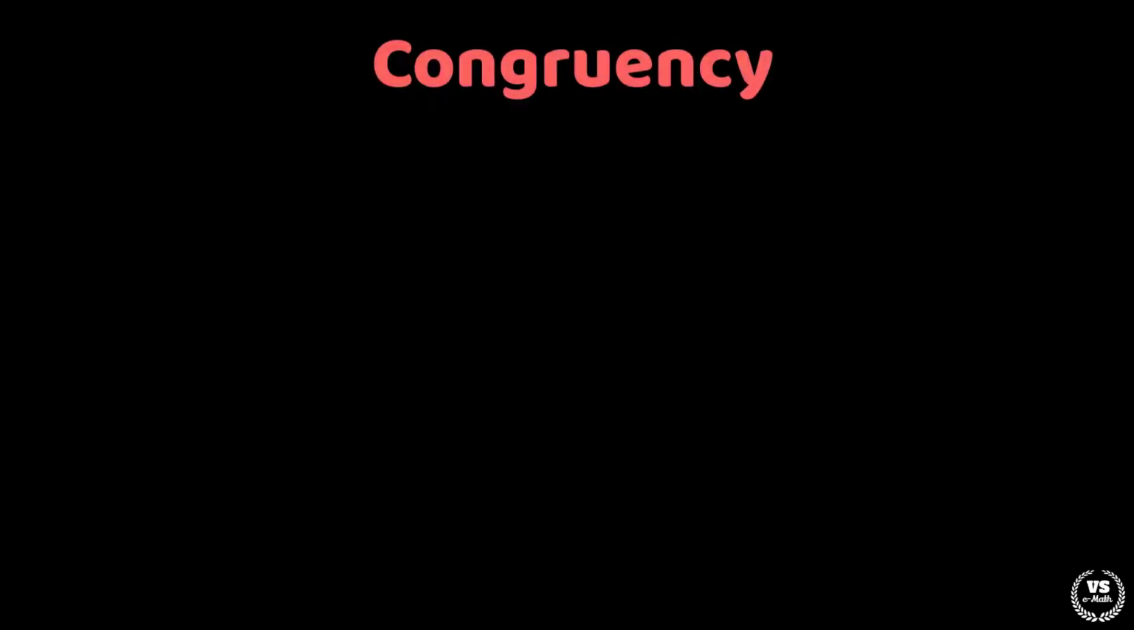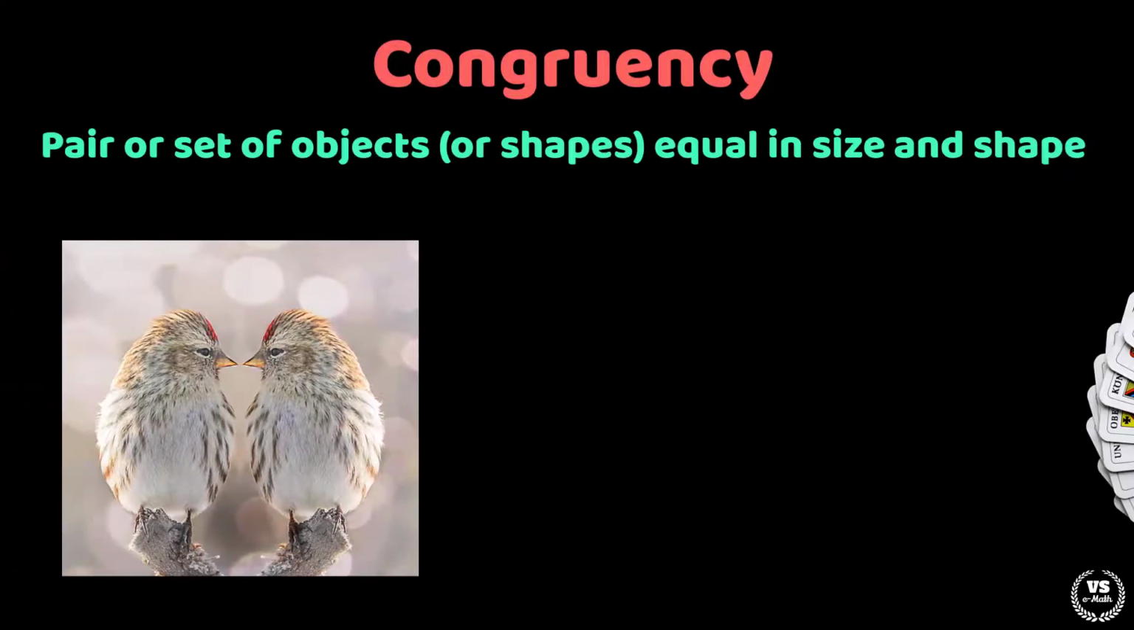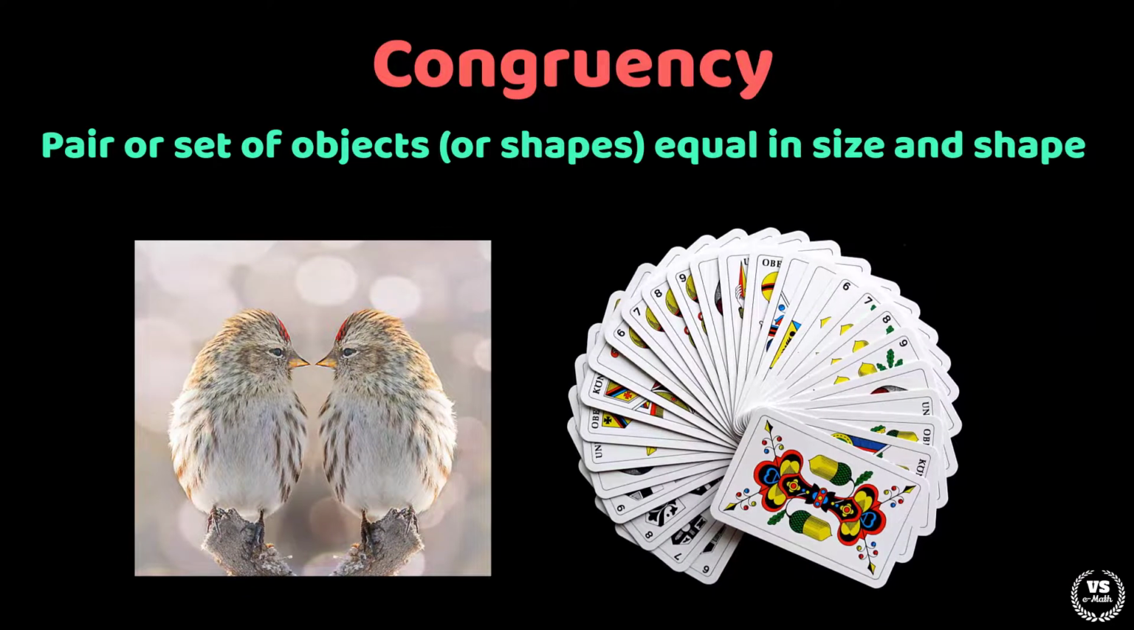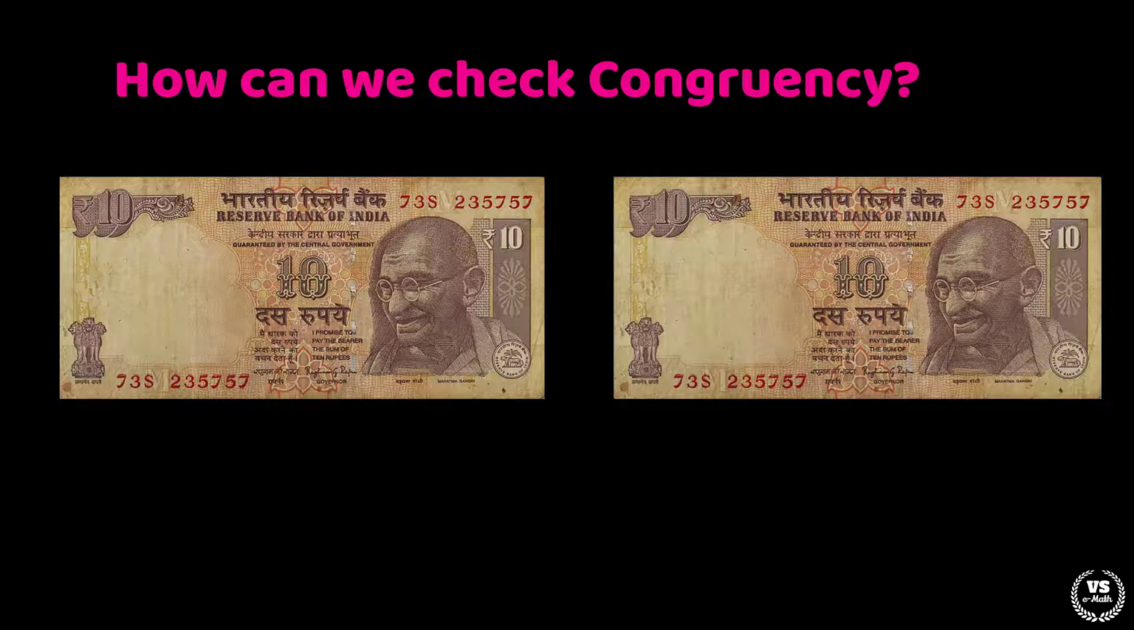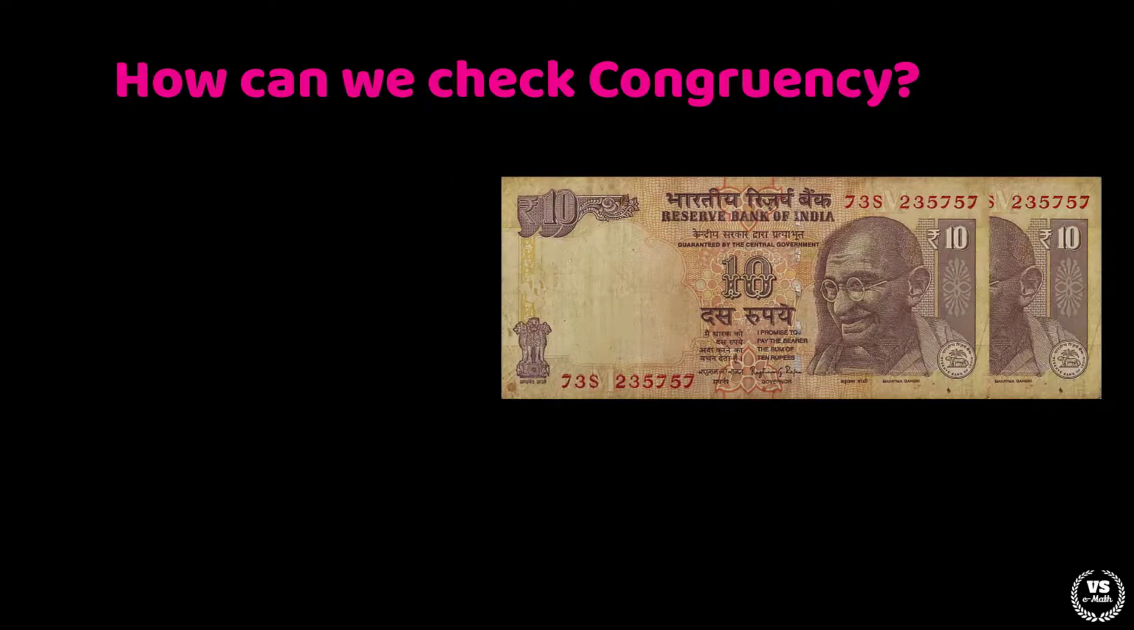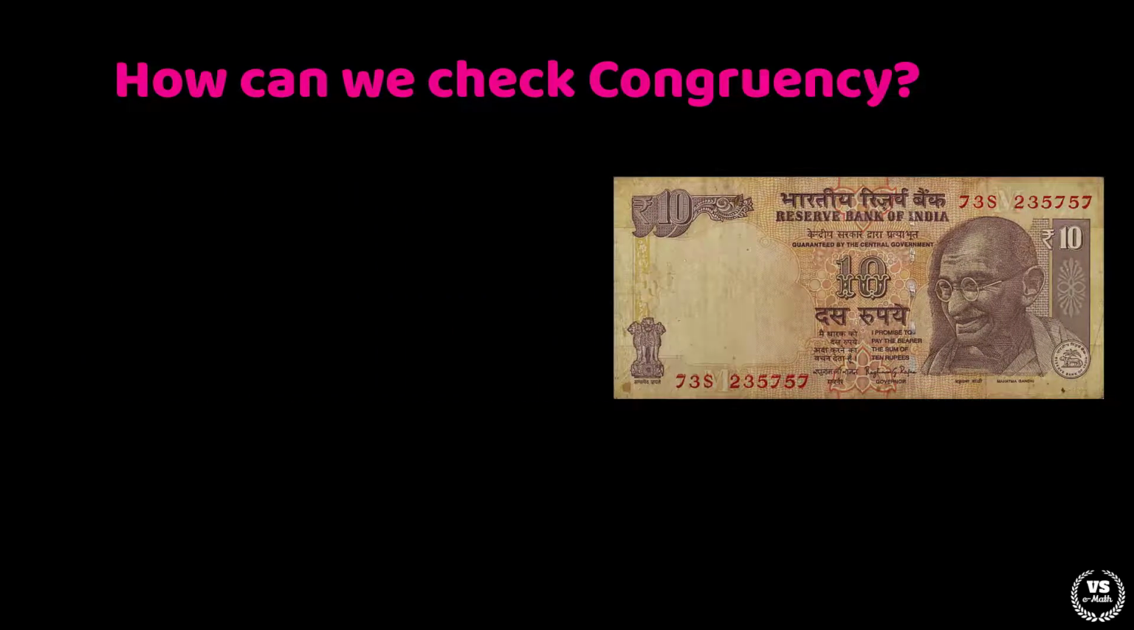First of all, what is the meaning of the word congruent? When a pair or set of objects or shapes are equal in size and shape, they are said to be congruent, and the property is called congruency. Now, look at this example. If I place one currency above the other, they coincide, so they can be termed to be congruent.